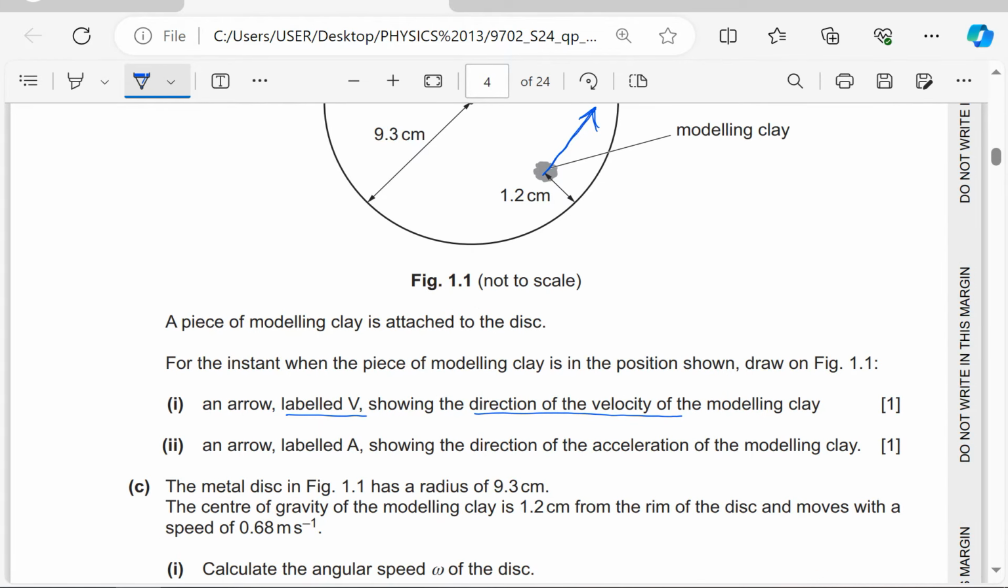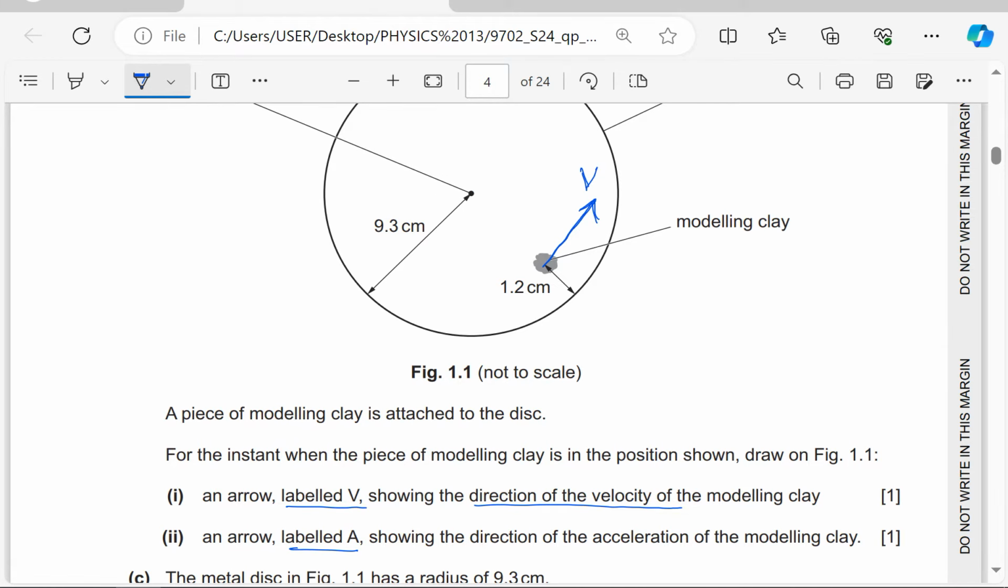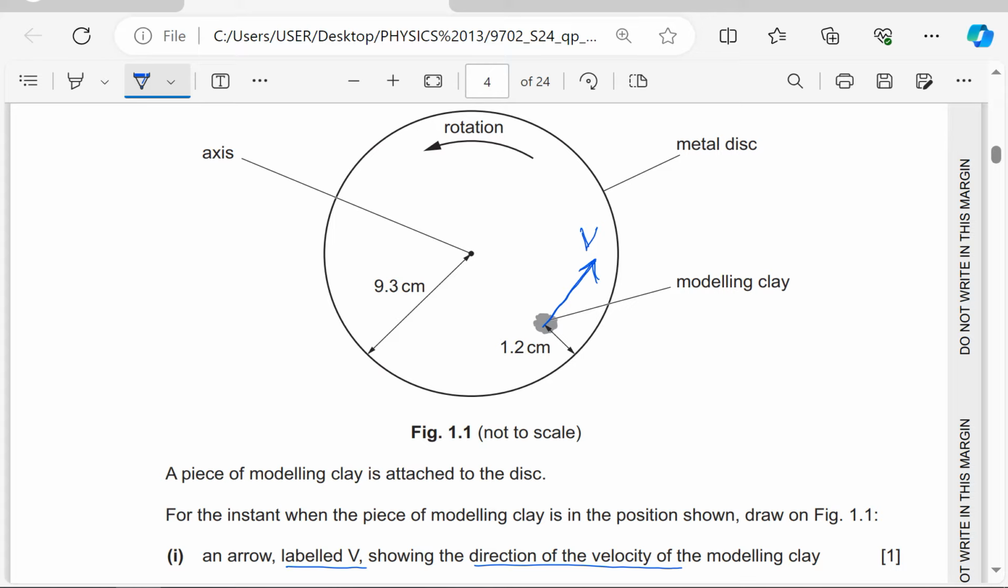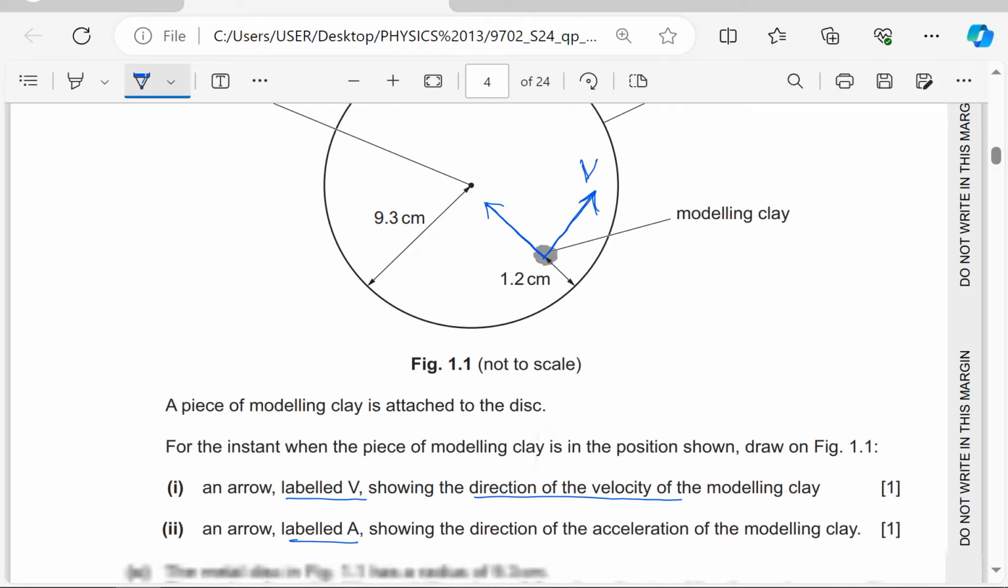Then an arrow labeled A, showing the direction of the acceleration of the modeling clay. Of course, the acceleration acts towards the center because the force is centripetal force. So I must draw a line which points towards the center. These two must be making 90 degrees, of course. Okay, so that is pointing towards the center, and we should label this line A.